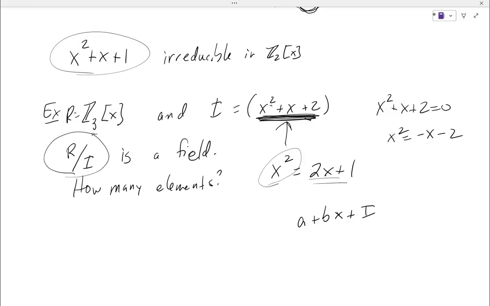So we would get 9 elements here. So this actually creates a field of 9 elements. If you wanted to create a field of 25 elements, you would use Z5 of x and then look for an irreducible quadratic. If you wanted to create a field of 343 elements, you would use Z7 of x and find an irreducible cubic, and so on up the line. It's a way to create these particular finite fields.